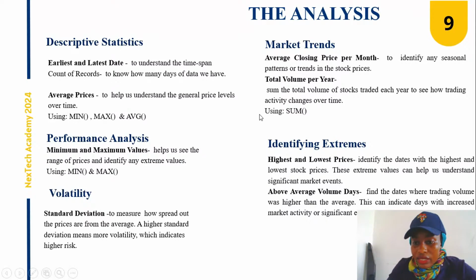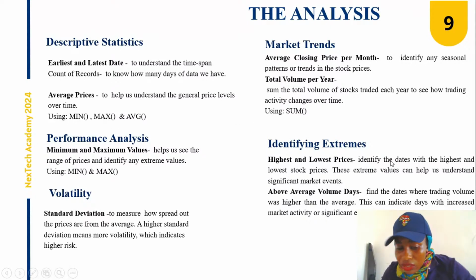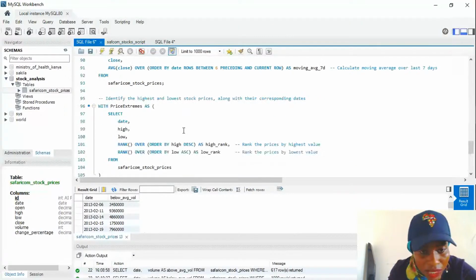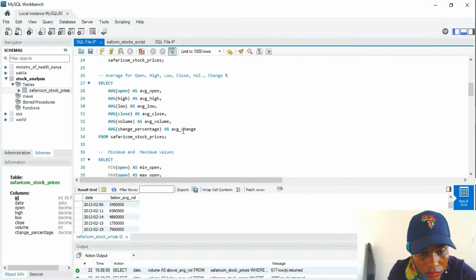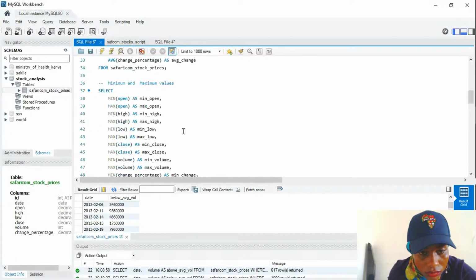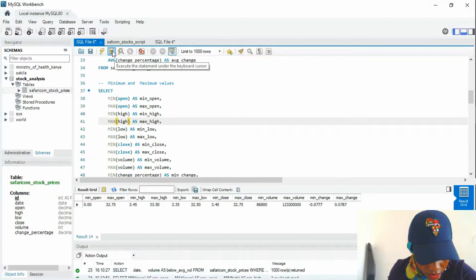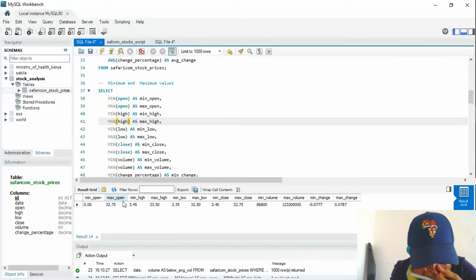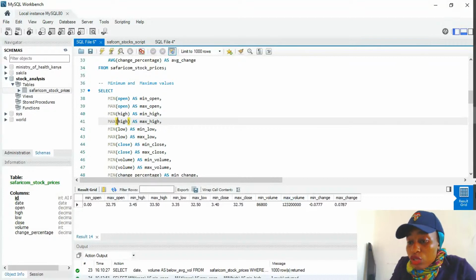And we looked at that. Let me just look at the query for that once again so that I see the insights we might have derived from that. Yeah, that is what we did here, to look at the extremes, and you realize there's a point where we started with a minimum of 0.00, and the maximum opening price was 32.75. We looked at how the minimum trading volume was 86,800, and the maximum volume was that.